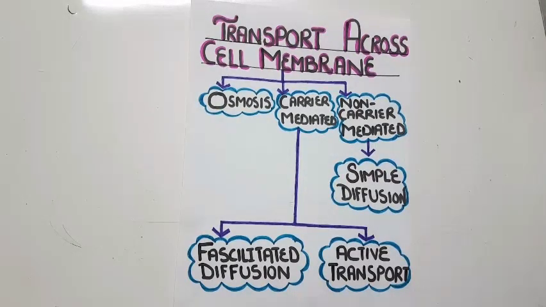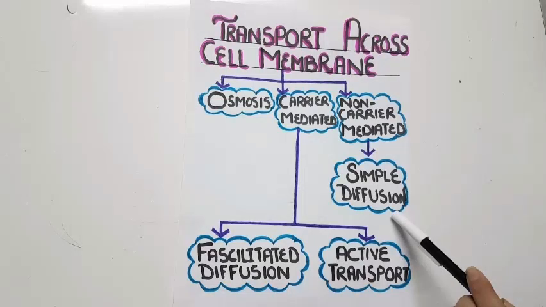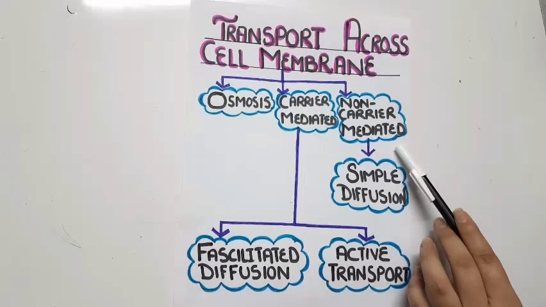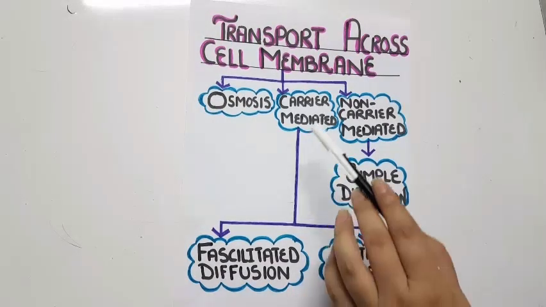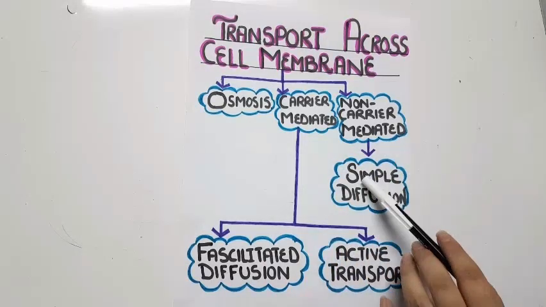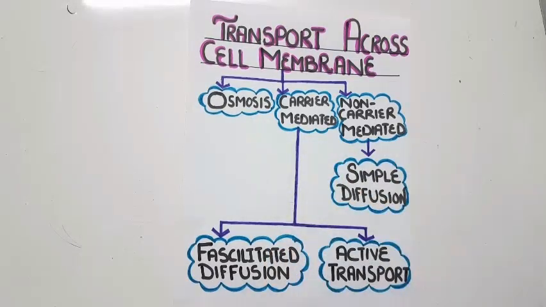Transport across cell membrane. There are different types of processes through which molecules or ions are transported across a cell membrane. They include simple diffusion, which is a non-carrier mediated process, active transport and facilitated diffusion, which are carrier mediated processes, and osmosis.